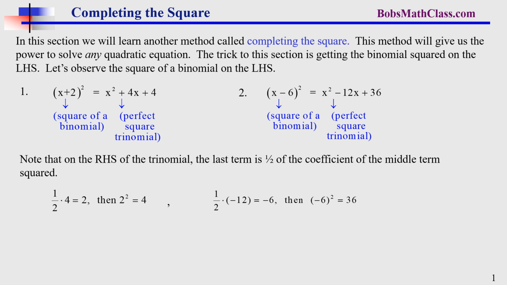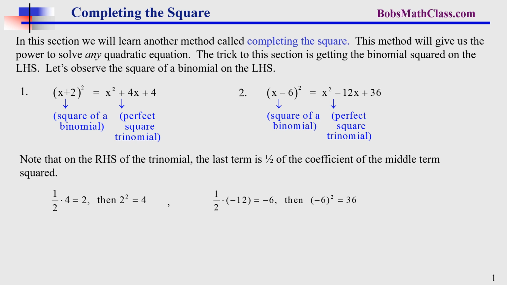Note that on the right-hand side of the trinomial, the last term is 1/2 of the coefficient of the middle term, squared. I know, that's a lot, right? Okay, so let's look at the first trinomial. What is the middle term? 4x, right? The coefficient would be just 4. So we're looking at that middle 4. If you take half of it, what's 1/2 of 4? That's 2. And then when you square it, you get 4, which is the last term.